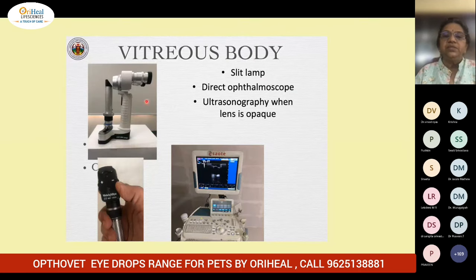Following the lens is the vitreous. The vitreous body can be examined with the help of a slit lamp, the direct ophthalmoscope, and ultrasonography when the lens is opaque. If the lens is not opaque, you will be able to study the vitreous. Otherwise, you have to definitely depend upon a B scan to study the vitreous and the posterior segment.